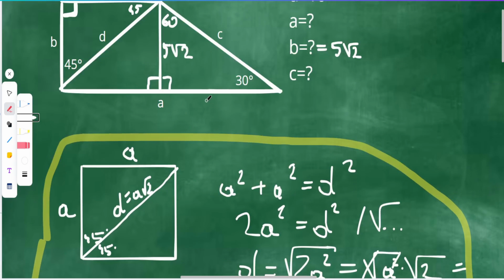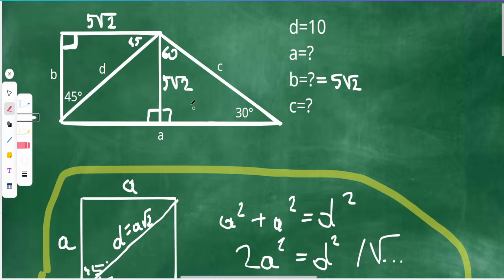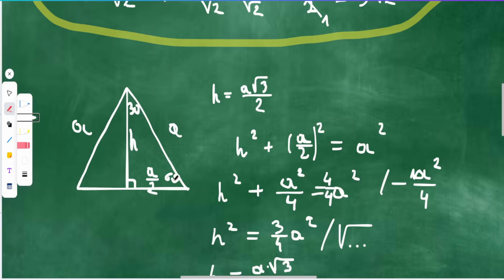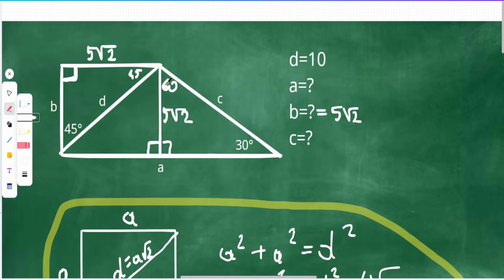In this triangle there will be h. So this expression is between the angle of 60 and 90, so it is half a. Between 60 and 90 is half a. And between the angle of 60 and 30 is a, and in our case c. So twice this equals 10 square root 2.